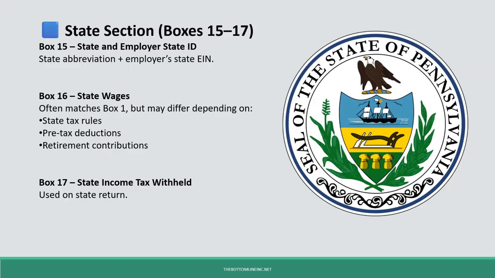So box 17 will tell us what state income tax was withheld. They'll tell us what state it's in, and they'll give us a state employer ID number. And again, your state wages will differ at times from your federal wages, because what could be taxable to the state may not be taxable federally and vice versa.